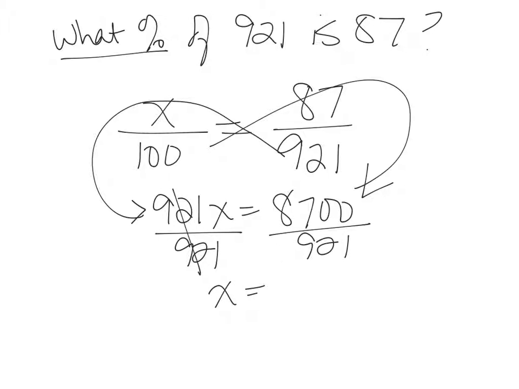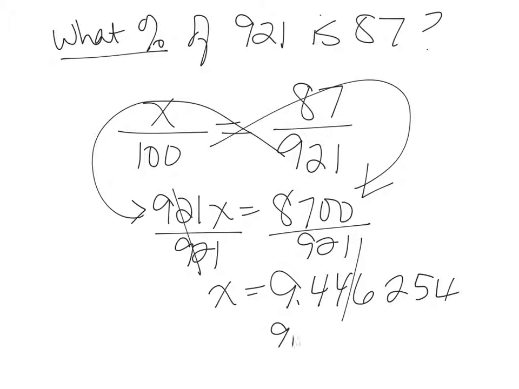X is, and if you do this, divided by 921, you're going to get 9.446254. That guy rounded to the nearest hundredth becomes 9.45. That 6 makes that 4 round to a 5. So then you don't have to convert it. So I feel like my method is easier, and I do think they teach it in Learn, but towards the end. I can't remember, so you might want to check into that.